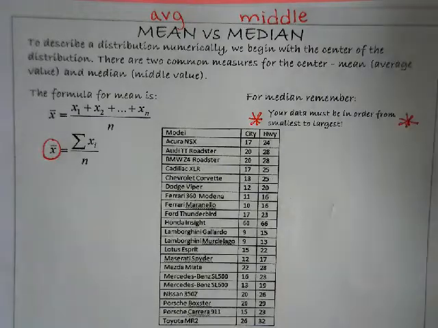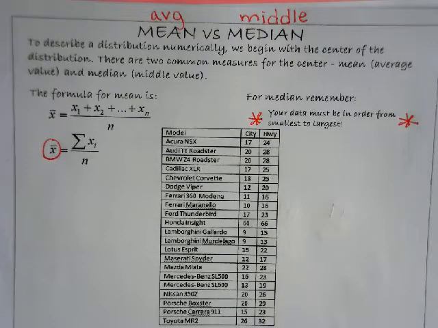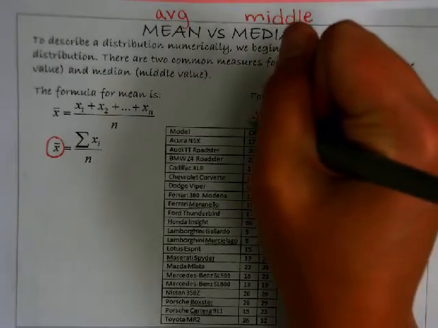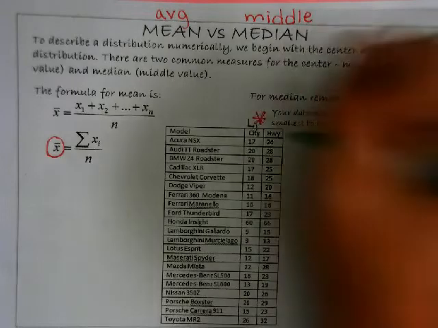So, in this class, this does all of this for us. So first thing we're going to do is put this information into our lists. I want you to make 2 separate lists. We're going to put city data in list 1 and highway data in list 2.